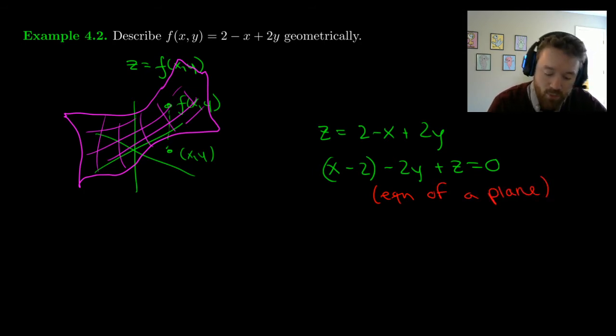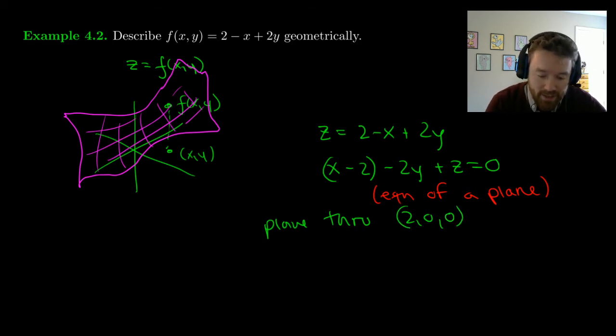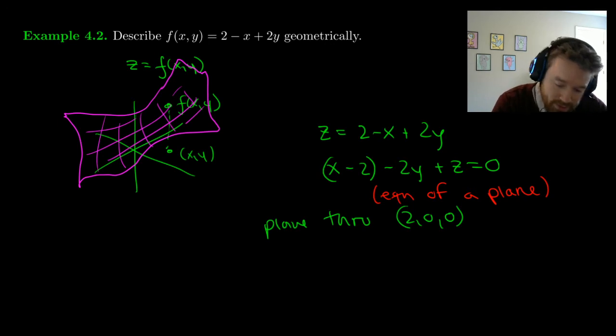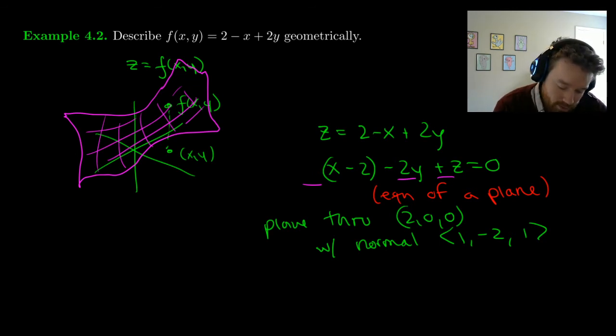Let's maybe, while we're here, collect some information about this plane. This plane, for example, goes through the point (2, 0, 0). So plane through (2, 0, 0). And let's see what else. Its normal, remember, is the coefficients here, right? This coefficient, this coefficient, this coefficient. So its normal is going to be (1, -2, 1). That's some vector that is perpendicular to every point on the plane.